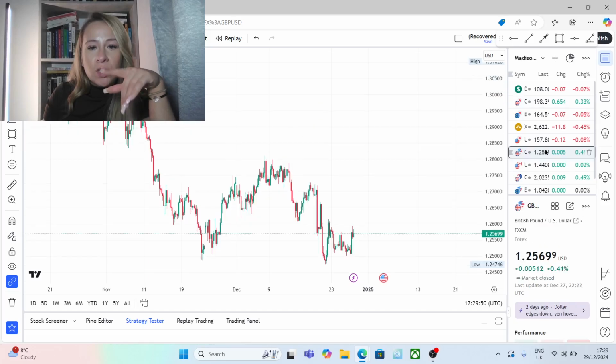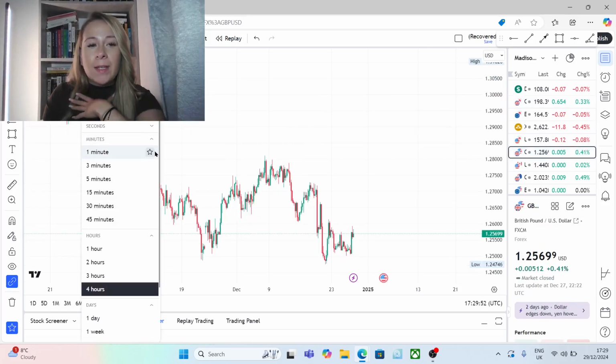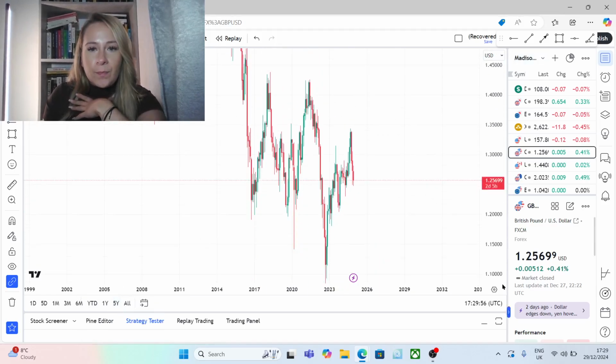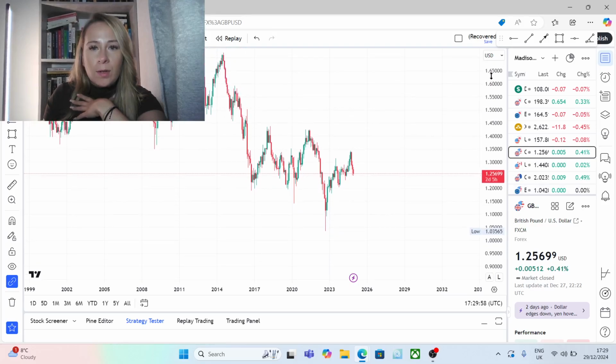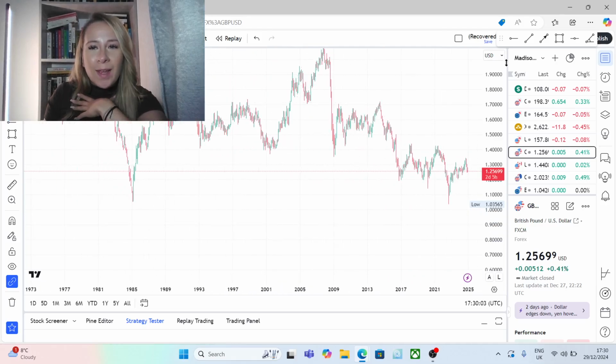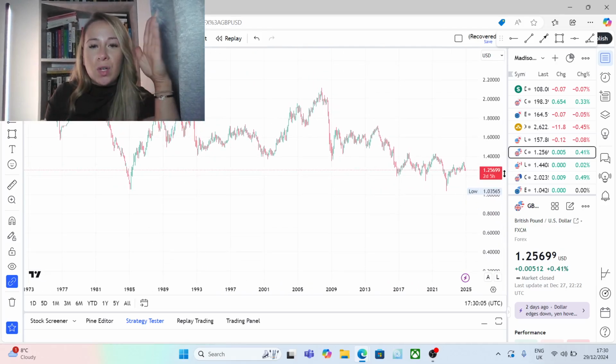I'm actually going to do GU next because that is my baby. GU monthly. What are we looking at? I feel like I need a bigger screen.